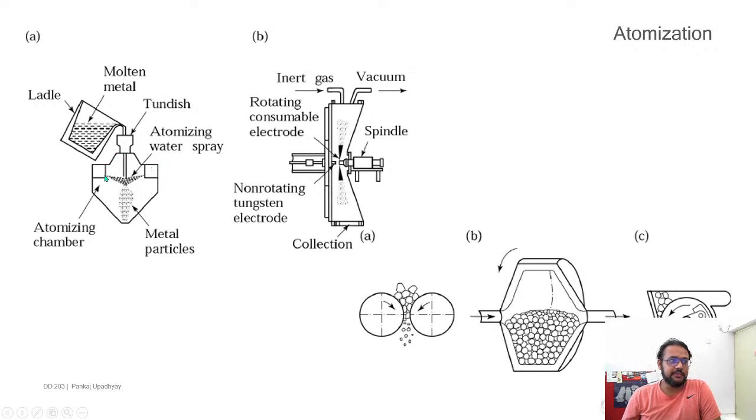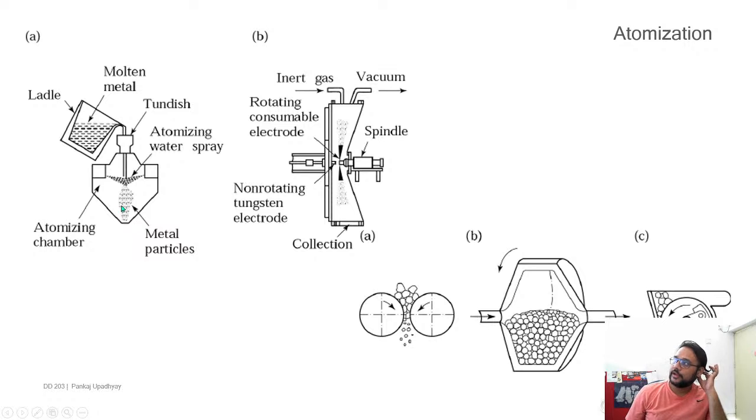So this kind of shape where molten metal is poured in from the top. As the molten metal flows down, water is sprayed onto it, and this is quite cold water. Because of this process, metal particles are formed and they get deposited down.